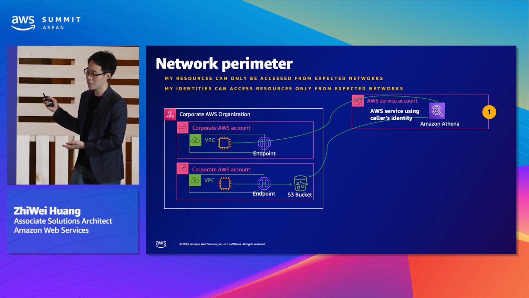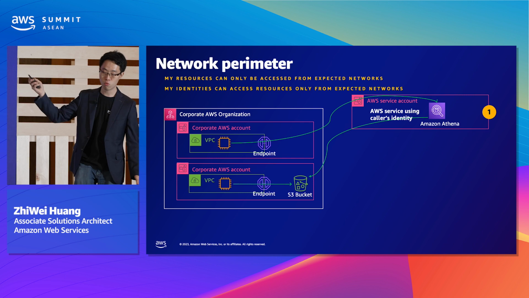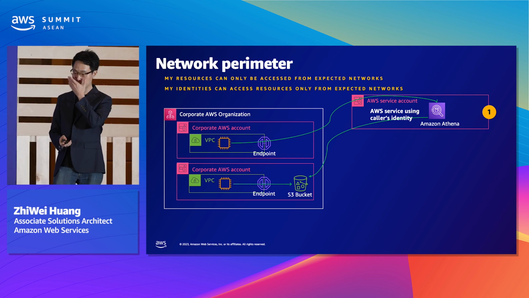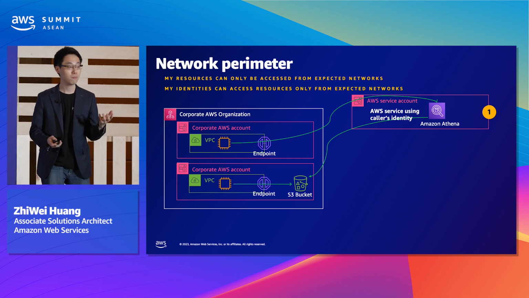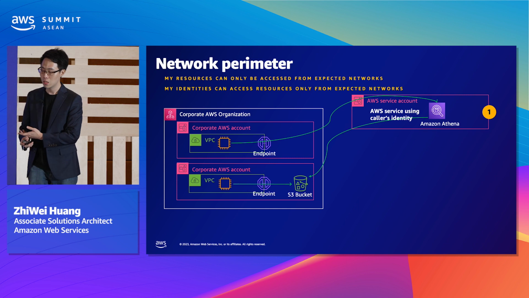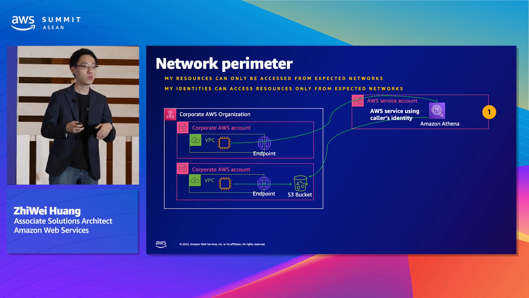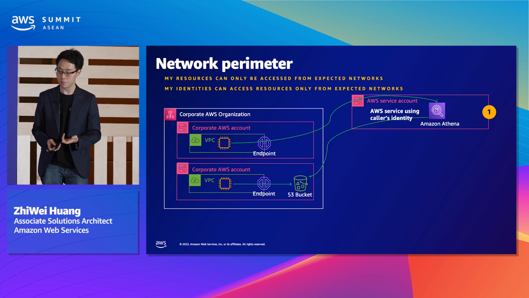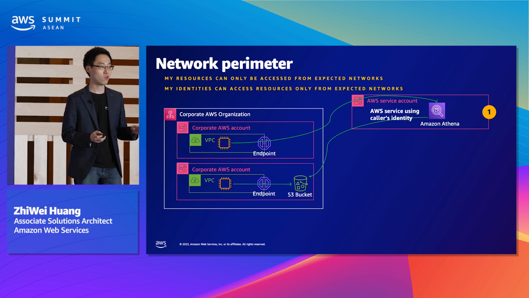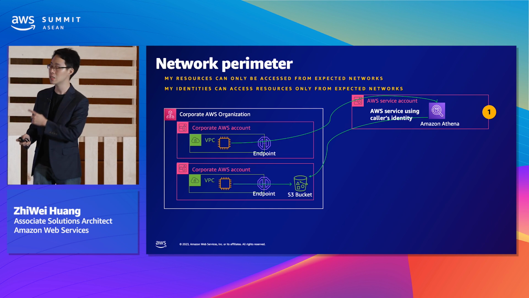So on this slide, you can see, for instance, you can have an application running in the VPC, creating and running Athena queries. Athena then takes the application credentials to then access your S3 buckets to get the data and then return the results to your application. So this call from Athena to S3 does not come from your network. It comes from Athena Service Account Network.